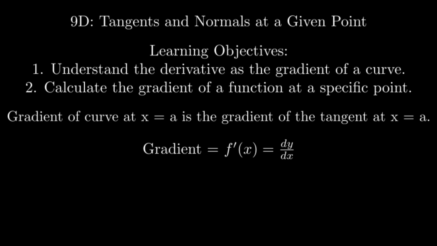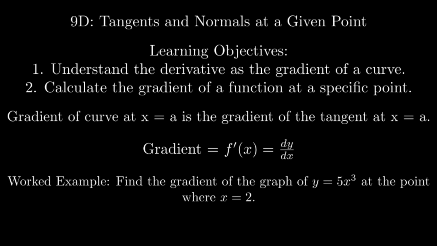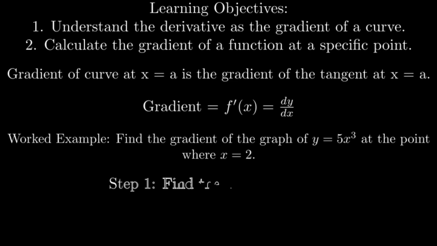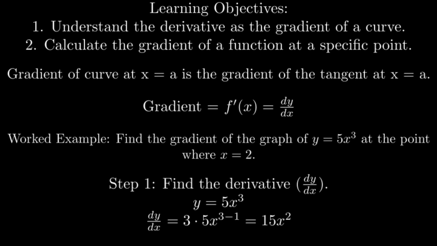Let's look at a clear example of this. We're asked to find the gradient of the function y equals 5x cubed at the specific point where x equals 2. Our first step is to find the general formula for the gradient, which is the derivative. Using the power rule, we bring the power of 3 down to multiply by the 5 and then reduce the power by 1. This gives us dy/dx equals 15x squared. This expression tells us the gradient for any x on the curve.